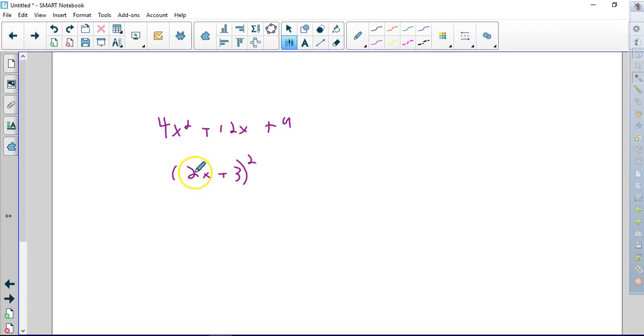Here's a shortcut I talked to you about before. 2x times 2x is 4x squared. 3 times 3 is 9. Multiply 6x and double 12x. The only difference is if I would have had 4x squared minus 12x plus 9, the only difference is it's going to be 2x minus 3 squared. Because this is still going to give me 4x squared. Negative times negative will still give me the positive 9. Negative 3 times 2 is negative 6x doubled negative 12x. And that's called a perfect square trinomial.